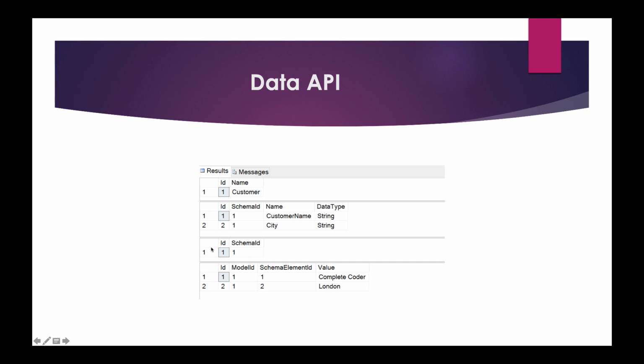The first thing is we'll create a data record, which references the schema ID 1, which is this, so we know it's a customer record, and then it will contain a number of data elements. The first one here relates back to this model here, and the schema element is that one, so the customer name would be Complete Coda. Then the schema element 2, which is the city, is going to store the value London.